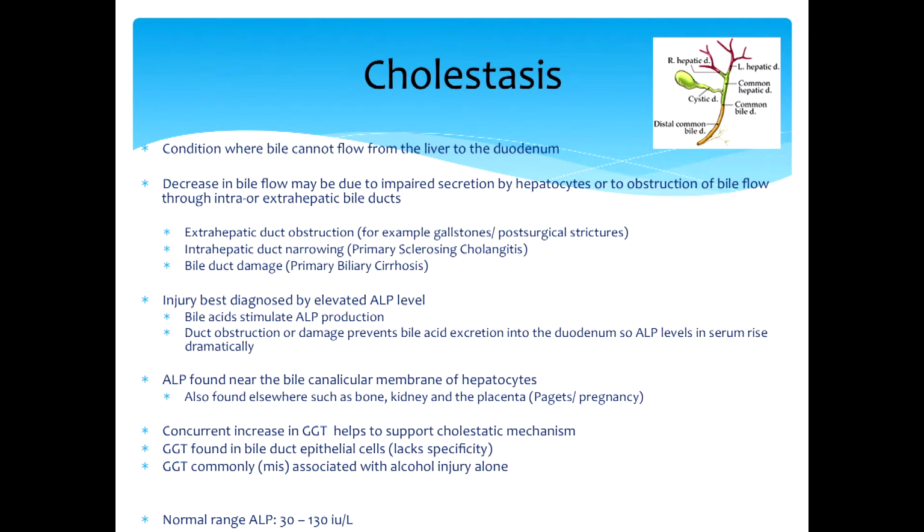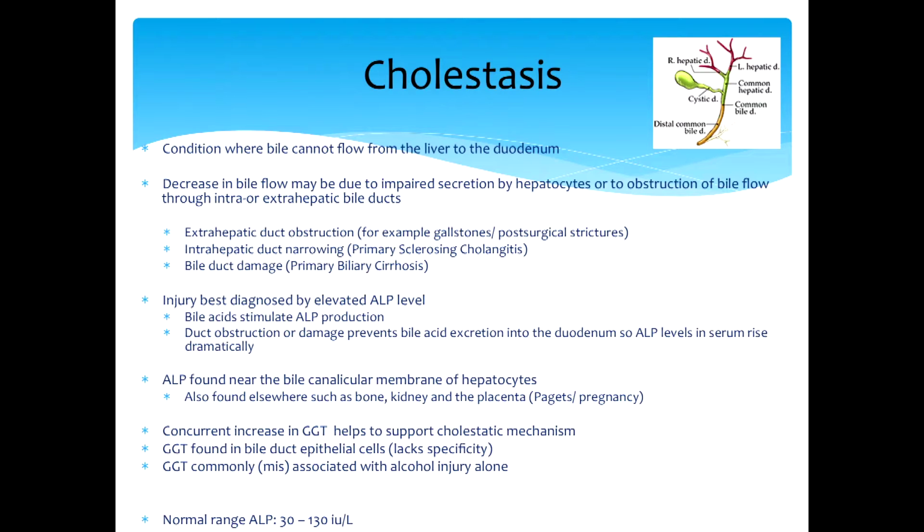If we look at cholestasis, this is a condition where bile cannot flow from the liver through to the duodenum, and it might be due to the hepatocytes not working properly, so you get impaired secretion, or also due to obstruction of the bile flow, either through the intra or extrahepatic ducts. So some examples: extrahepatic duct obstruction, where you might have gallstones or post-surgical strictures. You can get autoimmune conditions such as primary sclerosing cholangitis, which cause intrahepatic duct narrowing, and also another autoimmune condition, primary biliary cirrhosis, which causes damage directly to the bile ducts.